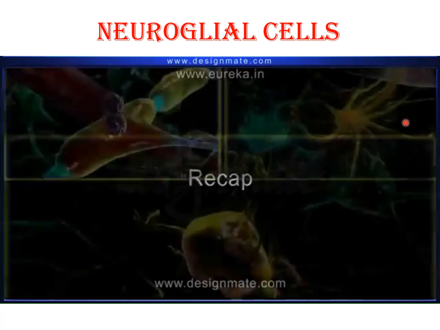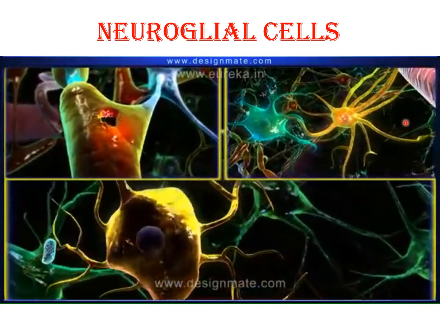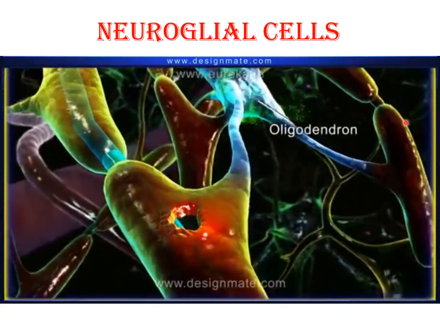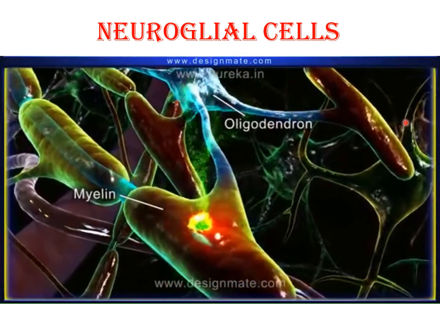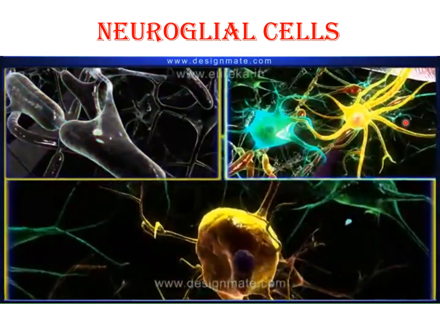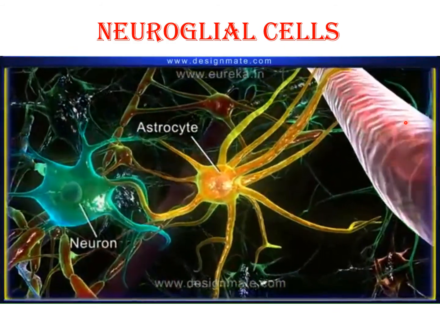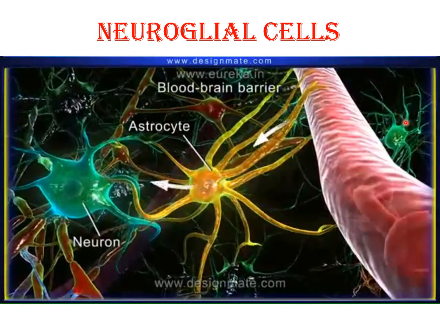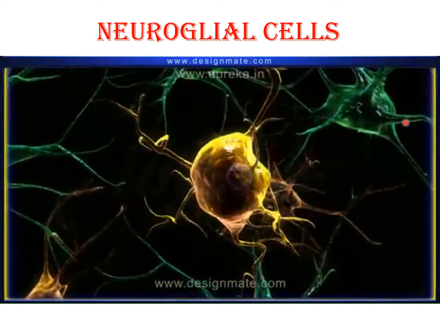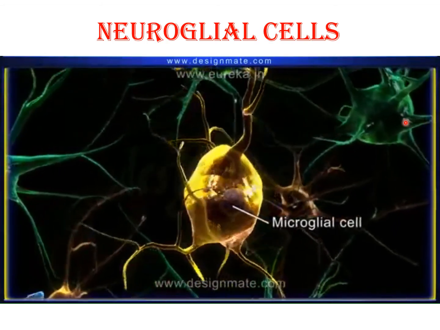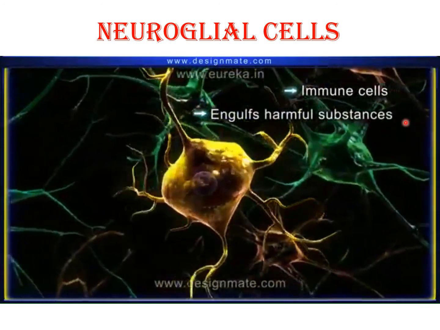In a quick recap, we will understand that there are three types of neuroglial cells. One type is the oligodendron, which secretes myelin and helps to heal damaged neurons. Another type is the astrocyte, which helps to support the neurons and creates a blood-brain barrier. The third type of neuroglial cell is the microglial cell, which functions as an immune cell and engulfs harmful substances.